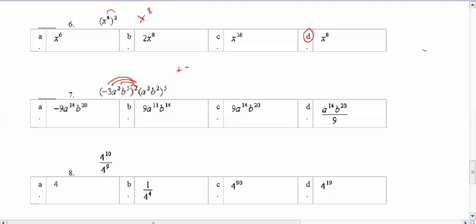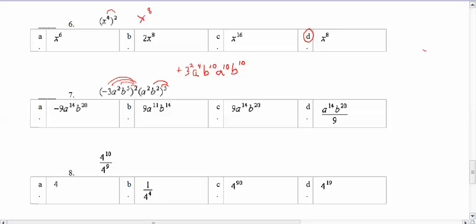And then I've got 3 to the 2nd power, a to the, so it's 2 times 2 is 4, and then b to the 10th. And now I have a to the 2nd. Oh, what did I do? Didn't look closely. Now I've got a 5 out there. So I need to go 5 times 2, which is a to the 10th. And then 5 times 2 is b to the 10th. Now let's see if I can find the right answer here.